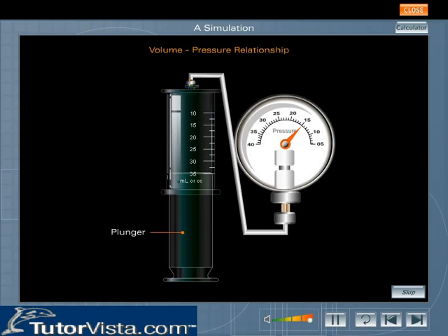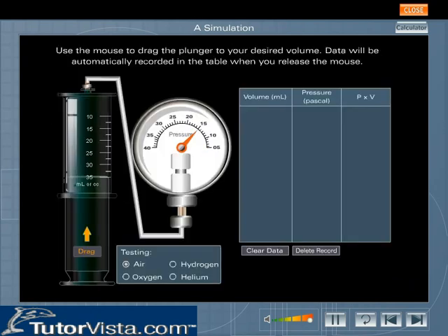Here is another activity to help you understand the relationship between the pressure P and the volume V of a confined gas held at a constant temperature. Remember that the number of moles or mass of gas is also a constant. The syringe contains a fixed number of moles of a gas at constant temperature. It is airtight and fixed to a pressure gauge. When the plunger is dragged, the volume of the gas varies in the syringe. Observe the corresponding deflections in the pressure gauge. On releasing the mouse button, the value of the pressure and volume gets recorded and displayed in the table.